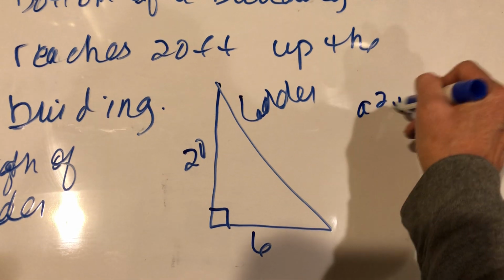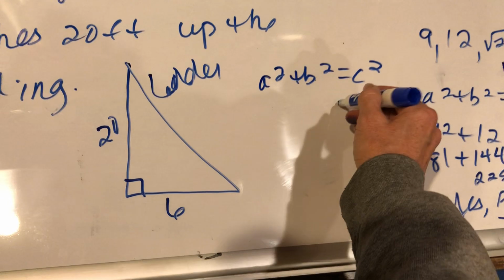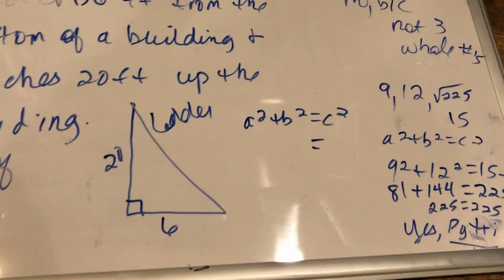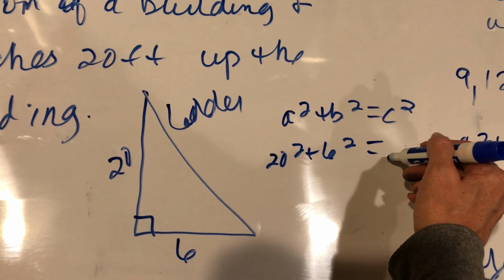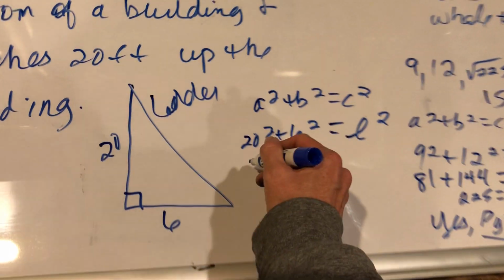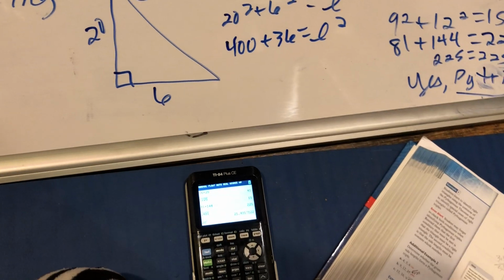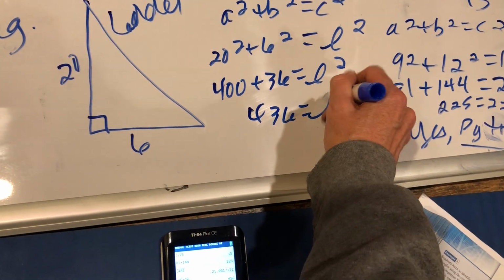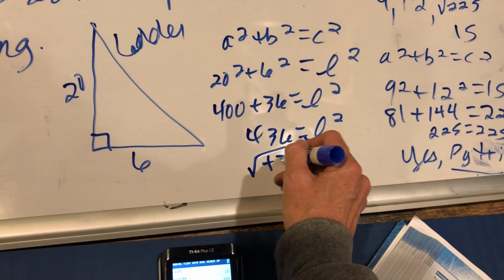So again, a squared plus b squared equals c squared. And your ladder is c. Your ladder is always the hypotenuse because it's what's leaning against the building. So 20 squared plus 6 squared equals L squared, since it's ladder. So then we figure out what 20 squared is, 400. 6 squared is 36. And then that gives us 436. And so we're going to take the square root of 436.